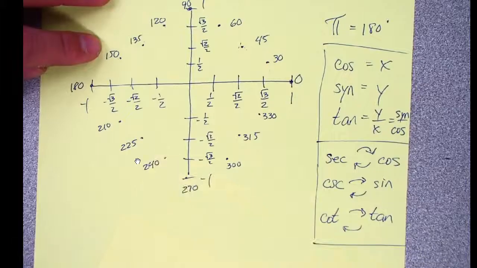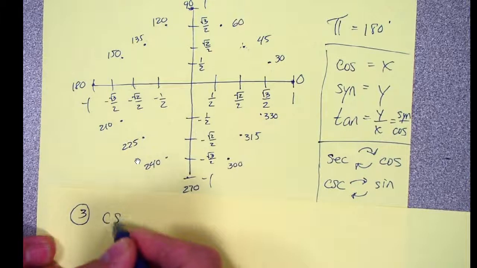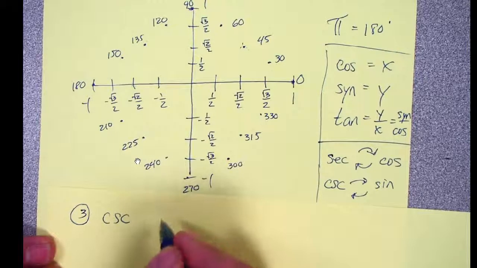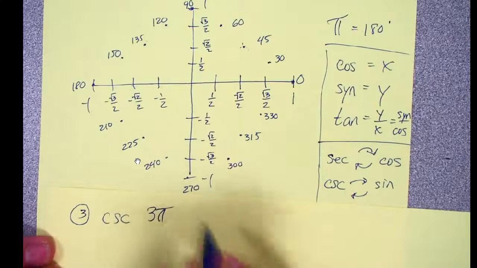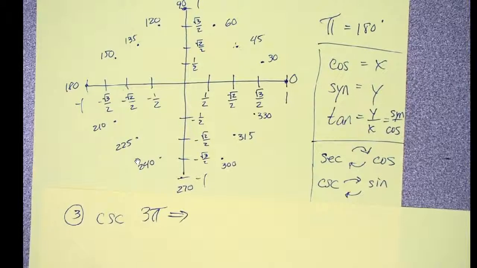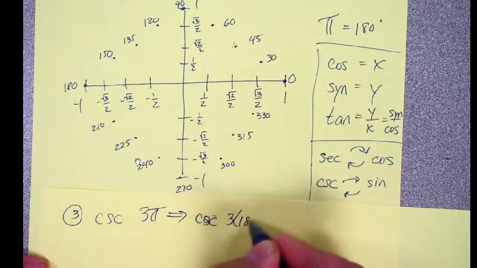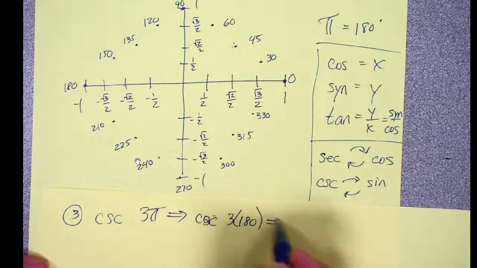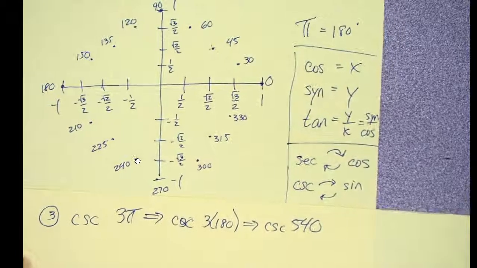All right, let's say we had to do cosecant of, let's say 3 pi. So a couple things here. First of all, 3 pi is not on my circle. So this is really cosecant of 3 times 180, which is really cosecant of 540.